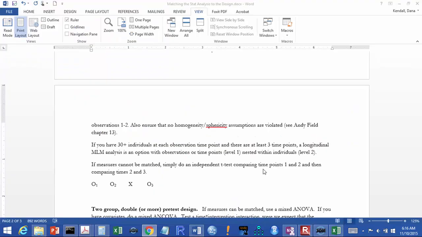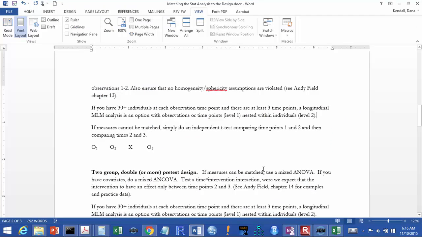Okay, so with MLM, we have nested observations. So we have time points 1, 2, and 3, that are nested within the higher level, and that is individuals. And that means individuals take multiple measures over time. That's all that means. So MLM is helpful for nested data.